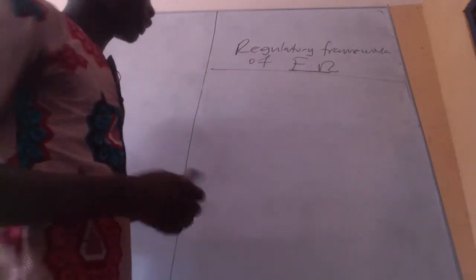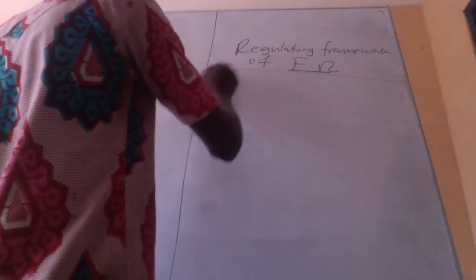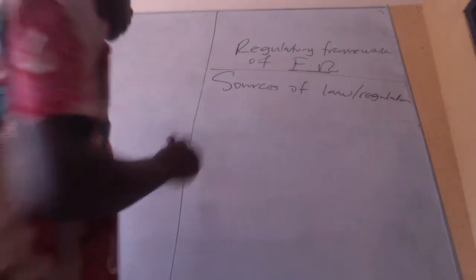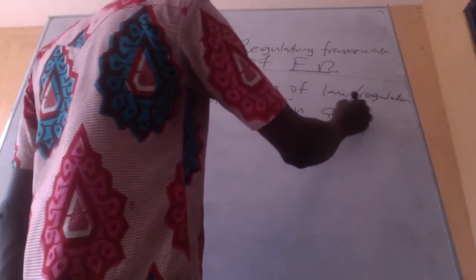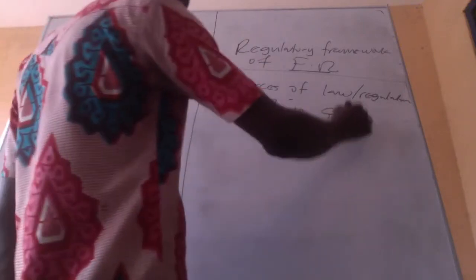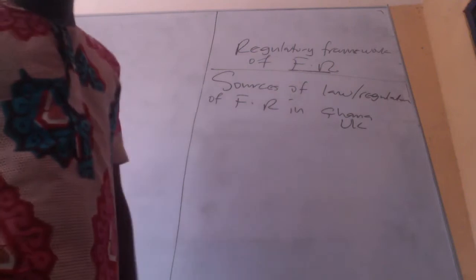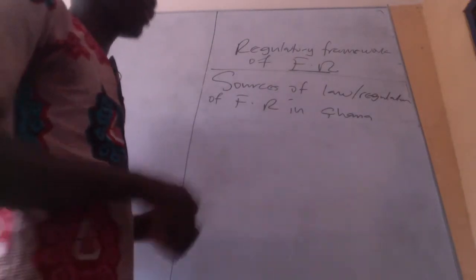So now let's go straight to the sources of law and regulation of financial reporting in Ghana, or in your country too. If you are in the UK, just put UK there. If you are in the US, just put US there. If you want South Africa, just put South Africa there, and you're fine. Currently I'm in Ghana, so I put Ghana there.